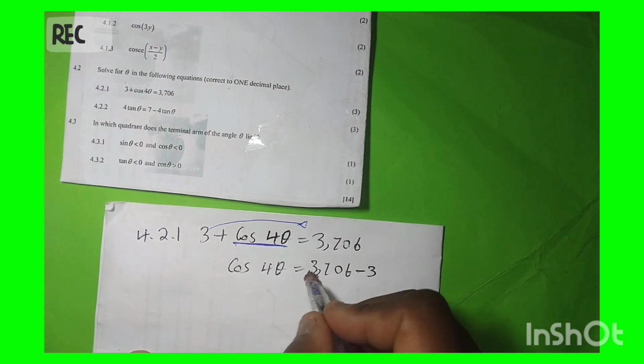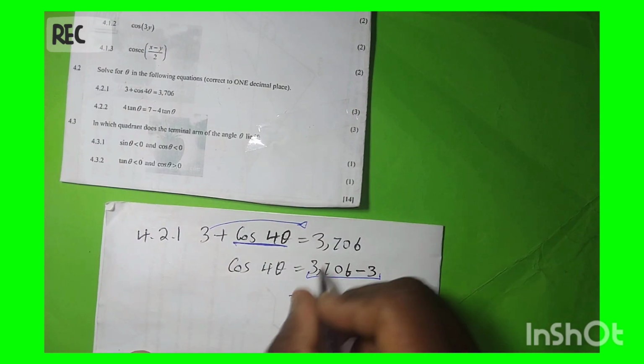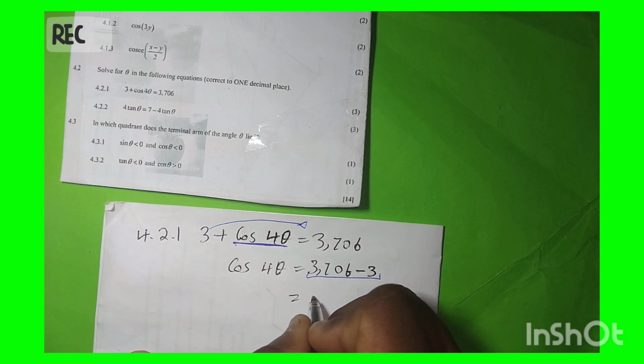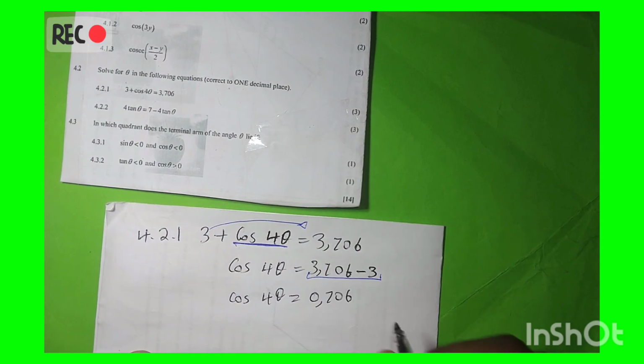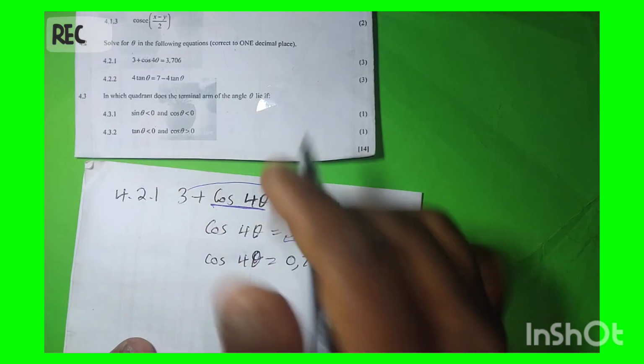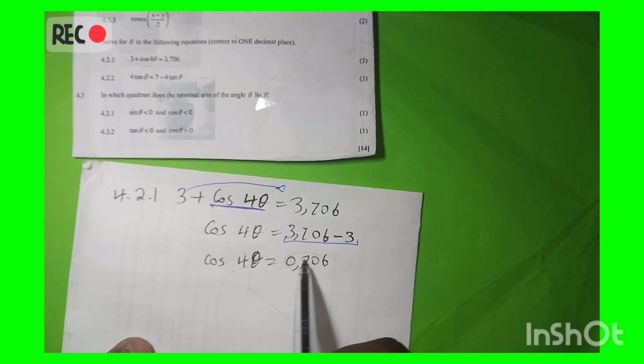Then you can press all of this on your calculator, because it's a number to a number. When you press all of that on your calculator, you'll get 0.706, cos 4 theta. So the moment now you have made this function represent the equation.